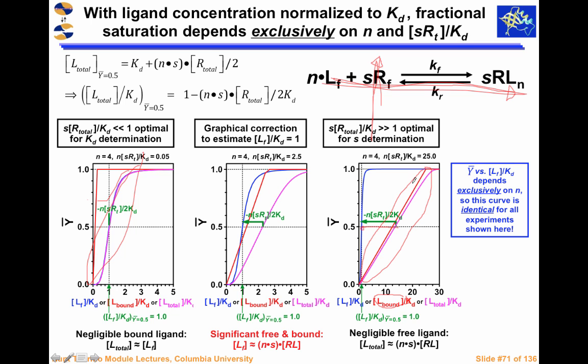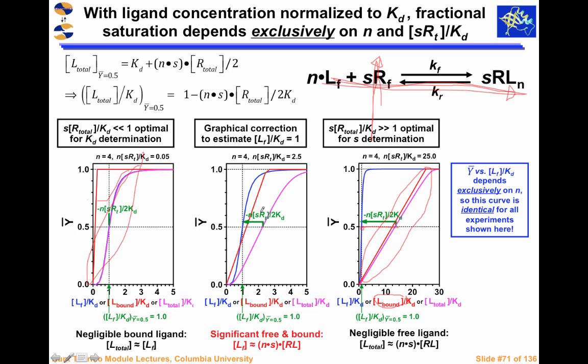When NSRT is much greater than KD, the receptor saturates the ligand. Basically, all of the ligand is bound, right? That means the total ligand, closing the loop, the total ligand concentration is about equal to the bound ligand concentration. The free ligand concentration is insignificant. So this is coming back in a way to just where we started. It's showing it differently graphically, right?